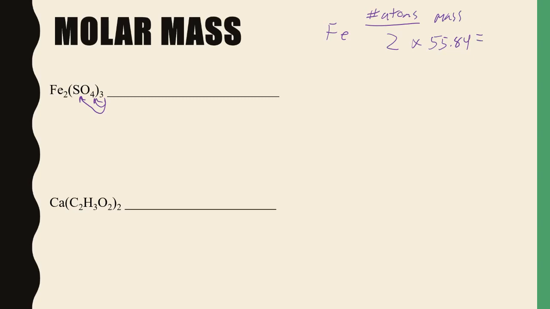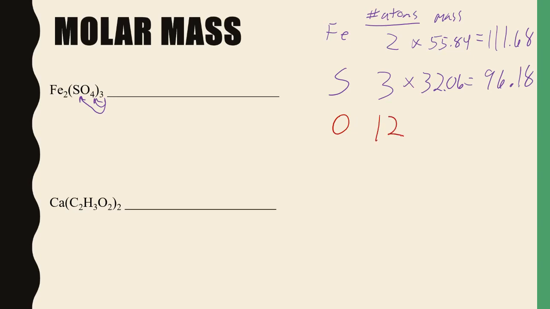So you're going to multiply that. 111.68. And then the sulfur, distributed that 3. So there's 3 atoms and each one weighs 32.06. So 32.06 times 3 is 96.18. And then the oxygen, there are 12 of those, 3 times 4, and each one weighs 16. So 12 times 16 is 192.